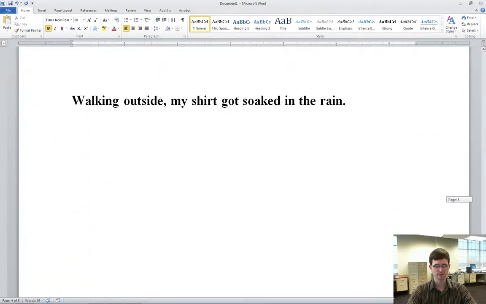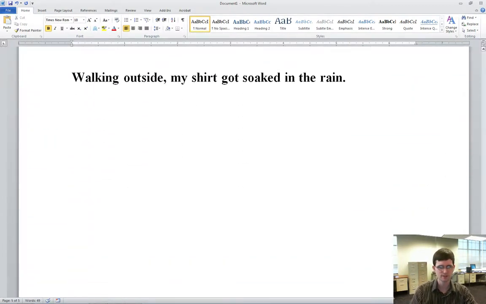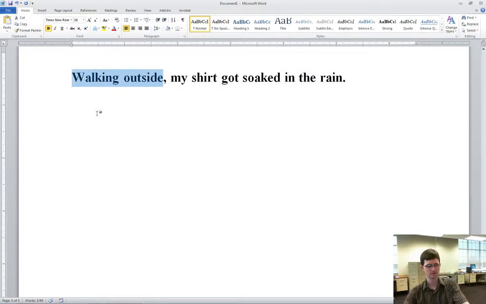Last one, and then we'll wrap things up here. Walking outside, my shirt got soaked in the rain. Pause for a moment and consider why this one is silly. Alright, very good. You should be looking at the start of the sentence here at this phrase right here and saying to yourself, who is walking outside? Now, probably you're thinking maybe some sort of person, maybe we need an I in this sentence, maybe my buddy Phil needs to be the subject of this sentence.